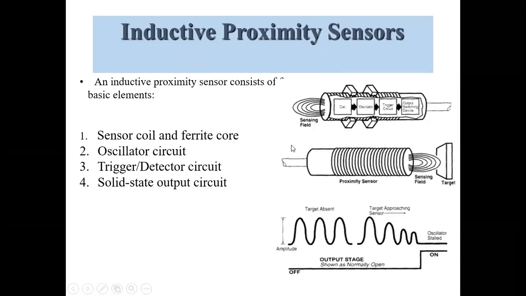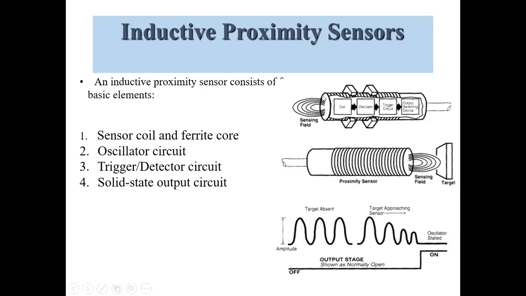You can see in the figure the proximity sensor like this, and there is a target. To detect the metal object, this is the target where the sensing field will be going, touching, and this is how the trigger and detector circuit will detect it. Below it is shown as target absent or target approaching the sensor. There is an on and off output stage shown as normally open and closed. The solid state output circuit will identify the amplitude or frequency of the electromagnetic radiation, and based on that the target absent or target present is detected.